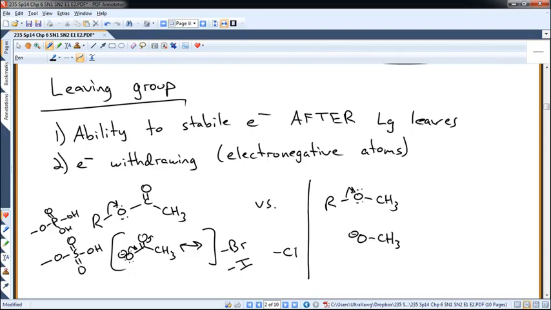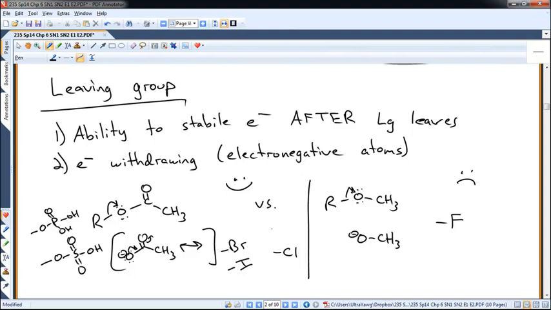Fluoride, F-, is in the bad category. So here's our good category over here, and here's our bad category over here. I'm going to put F as in F-. Methoxide is already there. Do I have any other examples that I gave from lecture? It doesn't look like I did.